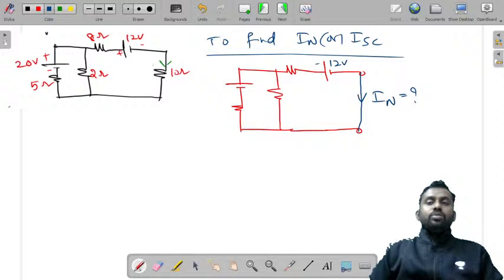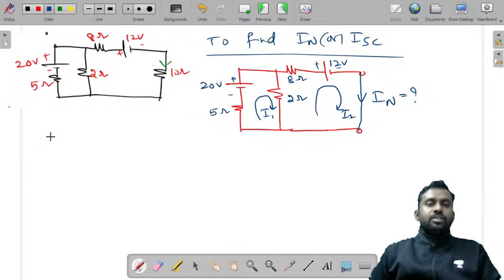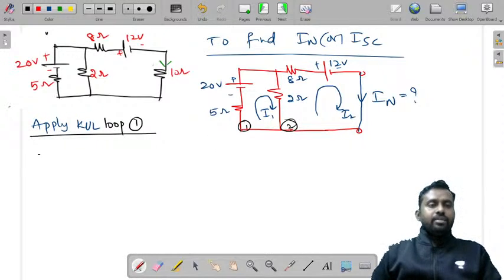You have removed the load and short circuited that. So this is 12 volts, this resistance is 8 ohms, 2 ohms, 5 ohms, and 20 volts. Simply apply KVL in this loop. Let us take this current as I1. Let us take this current as I2, which is the same as IN. Let us say this is loop 1, this is loop 2. So apply KVL to loop 1. What will you get? 20 is equal to 5 into I1 plus 2 into (I1 minus I2).